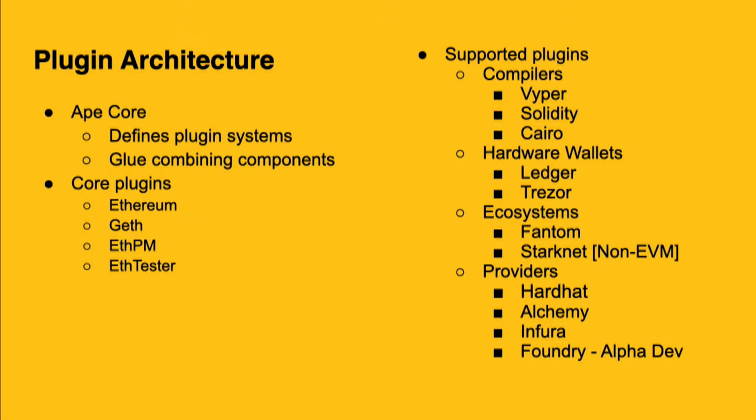And we also have provider plugins like Hardhat. You saw me use Alchemy earlier. Infura, and Foundry is currently in alpha. We have a lot of projects that are currently in alpha, and we'd love for you all to have a project in alpha, beta, gamma, production, whatever, right?